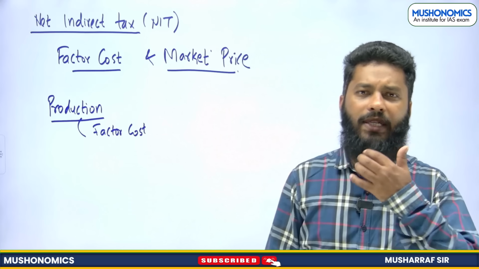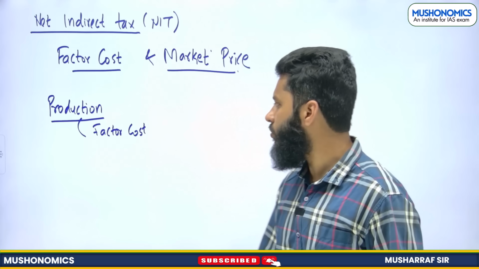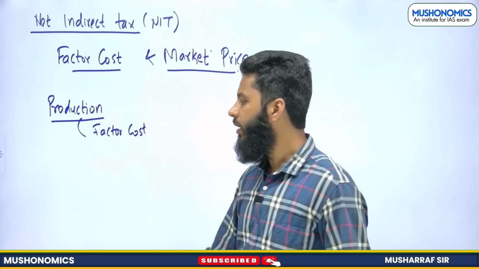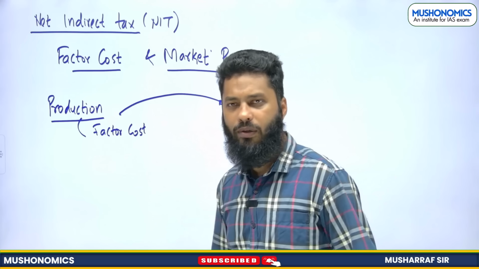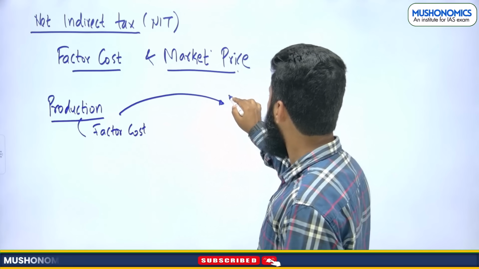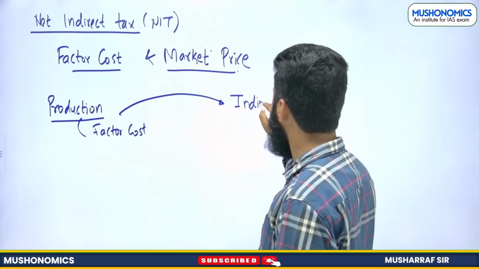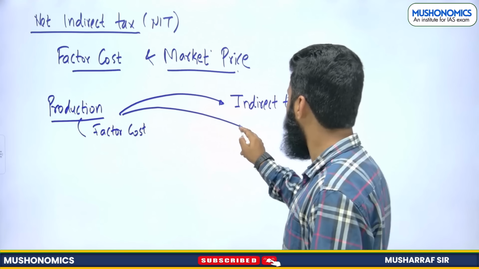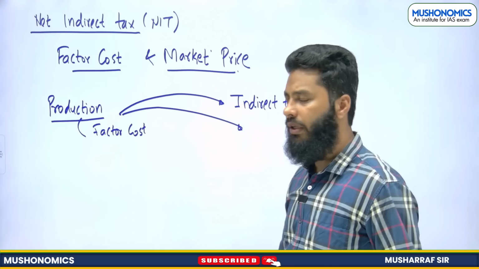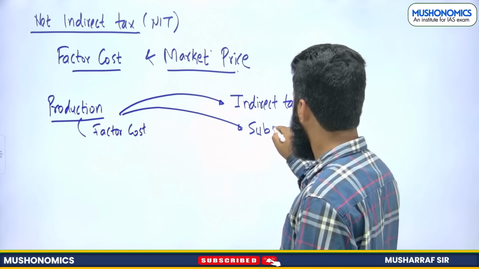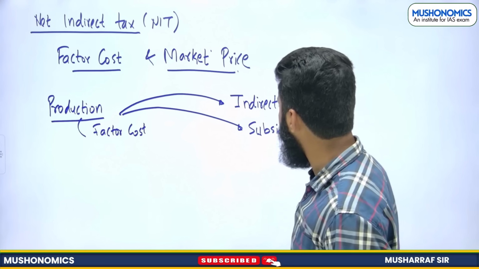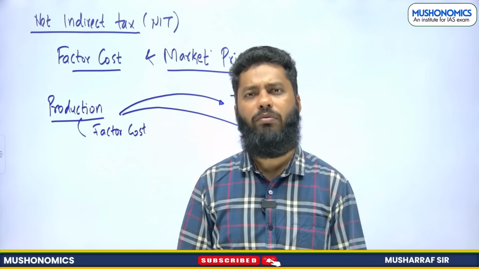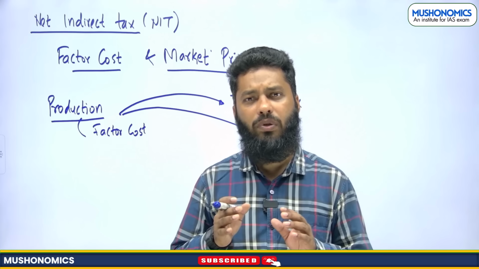Now, when it is being sold in the market, the price gets altered by two things. Number one, taxes, or we will talk about indirect tax, and it will also be distorted by subsidies. Now, what are indirect taxes? Although we will discuss this in a later phase, as of now you can understand that it is a tax whose burden you cannot shift.